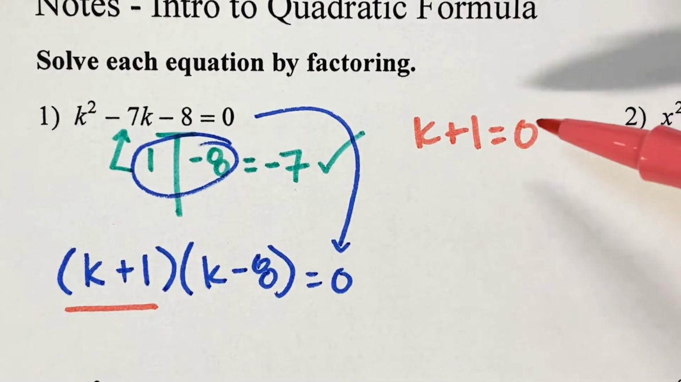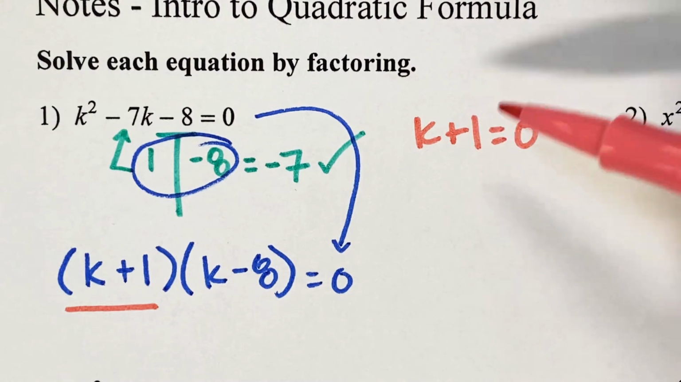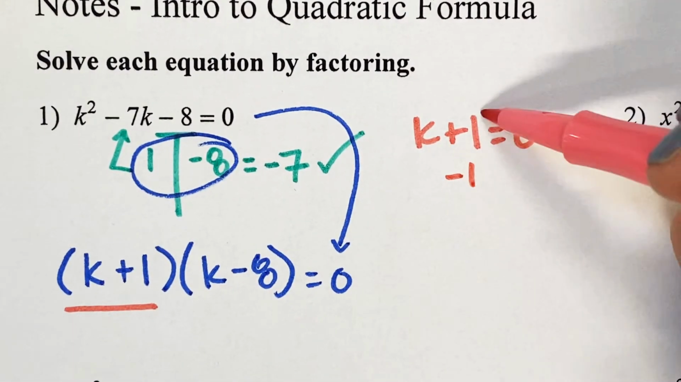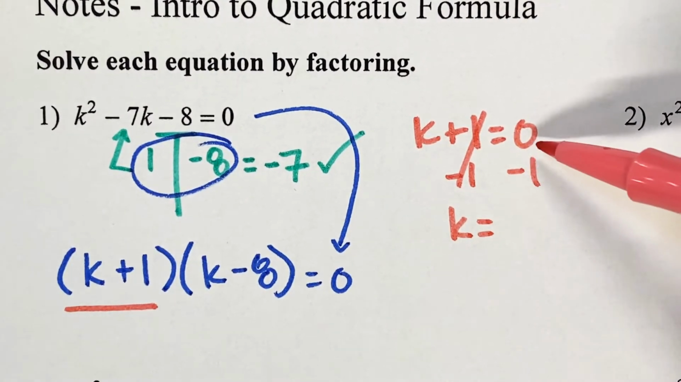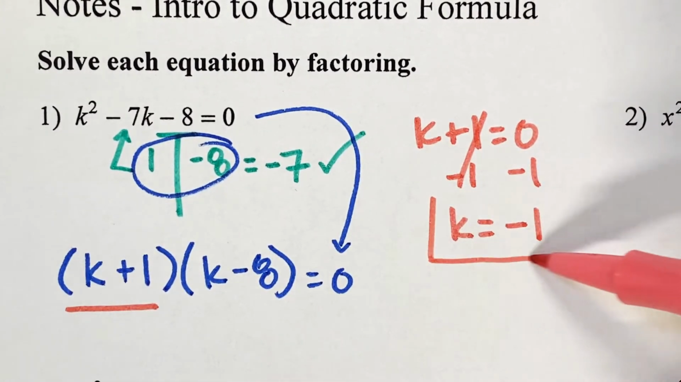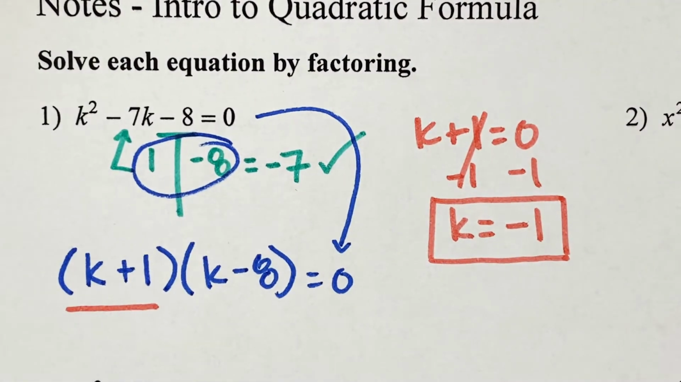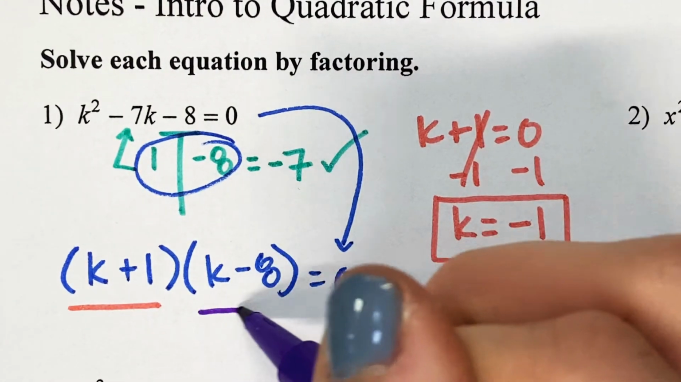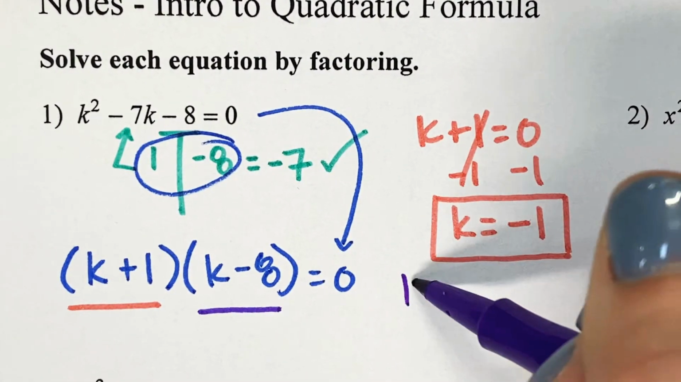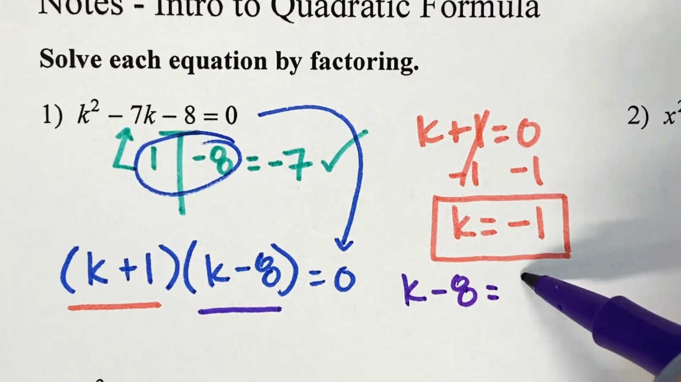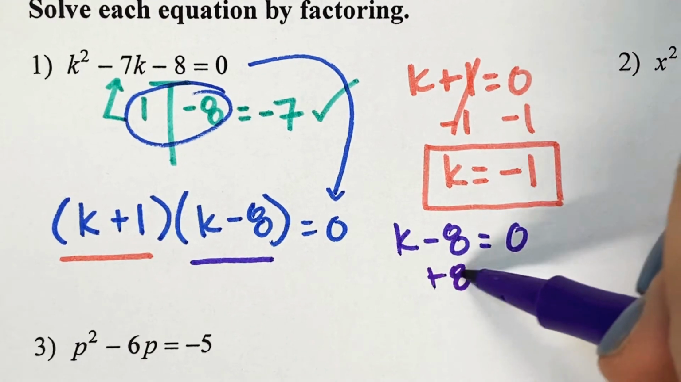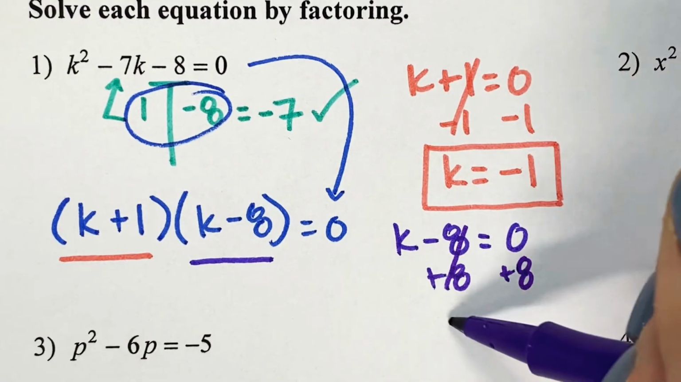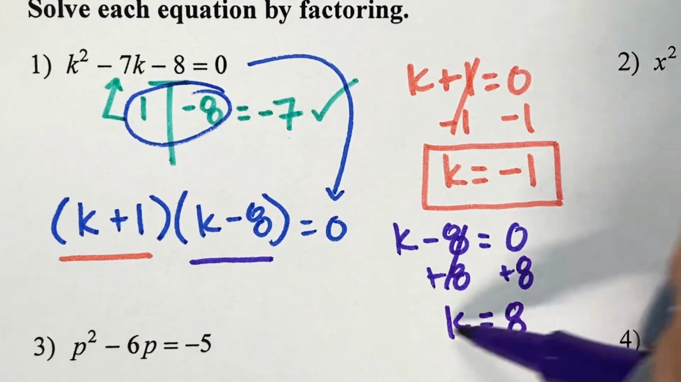Okay, the only thing I need to do to get k by itself is get rid of this plus 1. What is the opposite of plus 1? It's going to be -1. So my first answer is k equals 0 minus 1 is -1. Okay, now I need to take my second piece, set it equal to 0, k minus 8 equals 0. Only thing I got to do here is get rid of this -8, which is going to be to add 8. So my second answer is k equals +8.